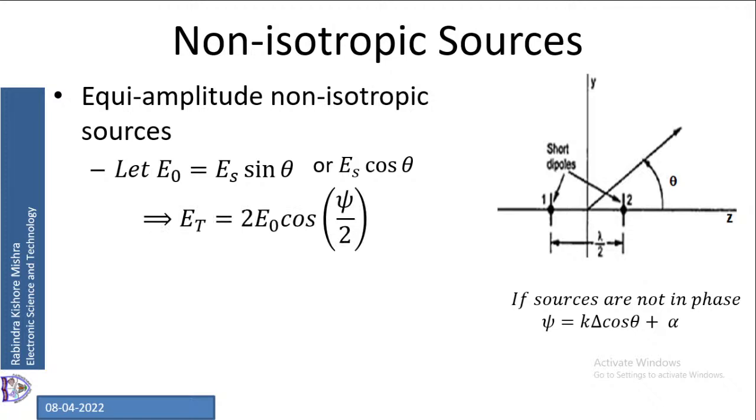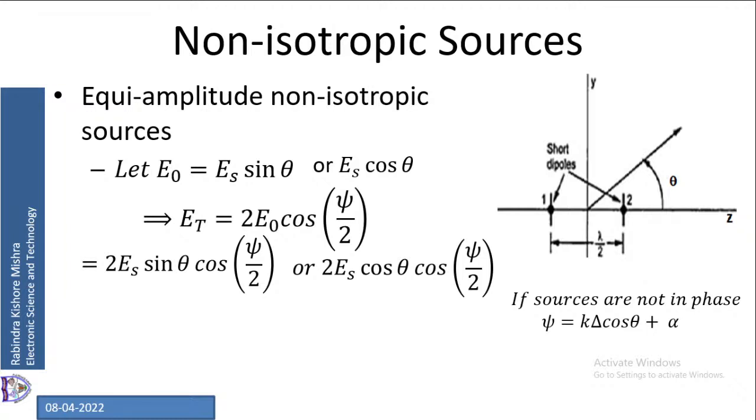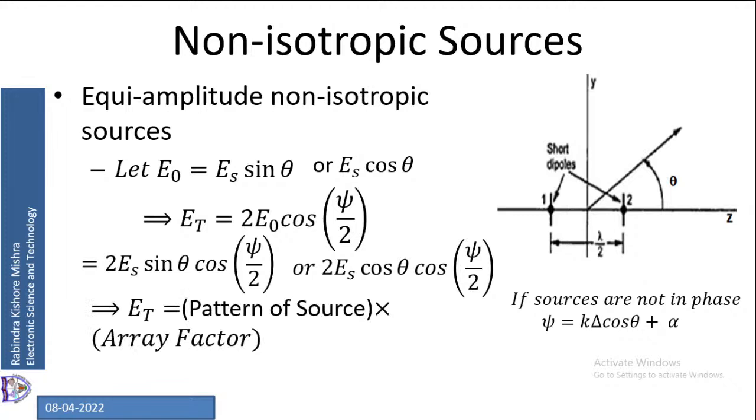Then Et will be 2E0 cos psi by 2. For E0 we will write Es sin theta or Es cos theta. Let us write Es sin theta. So it is 2Es sin theta into cos psi by 2, or you can say 2Es cos theta into cos psi by 2. Now look at this. The array factor portion is no more just cos psi by 2; it is sin theta into cos psi by 2. Cos psi by 2 is the array factor. The other part is the pattern of the source.